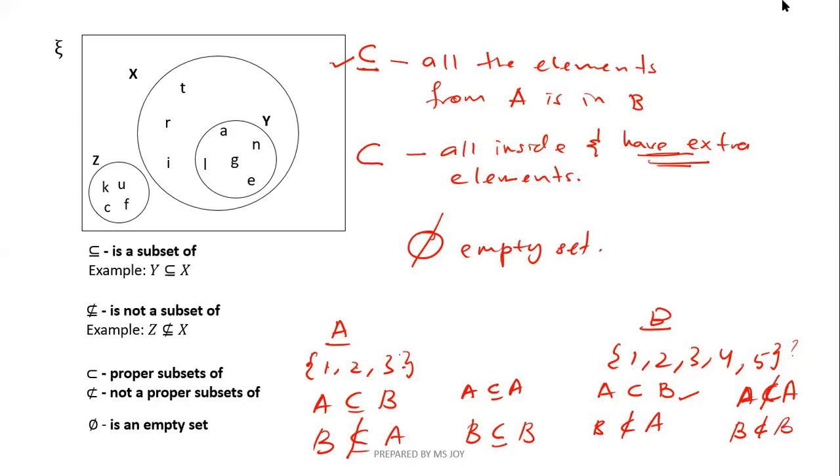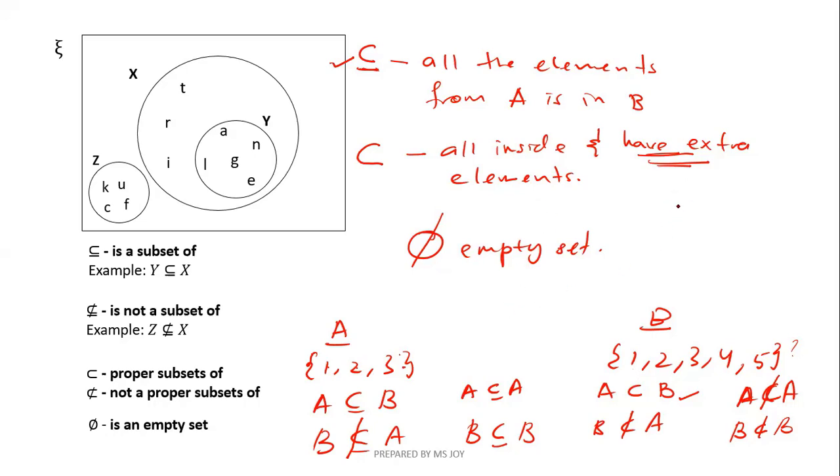Empty set. Okay, wait. There's one person asking me to repeat for proper subset. See, proper subset means all the elements are inside and there are extra elements. Okay, this one, what's the guy's name? Jingju, right? Okay, Jingju, come here.